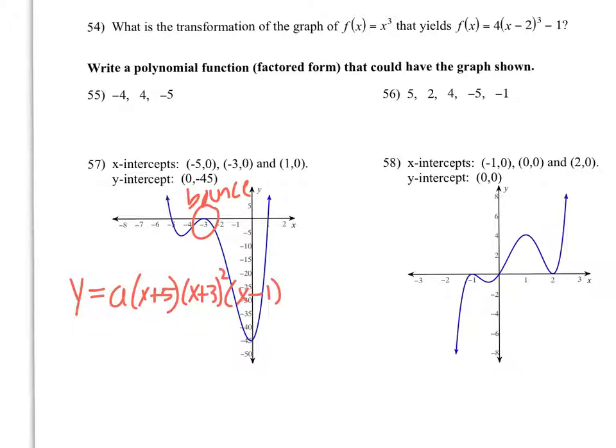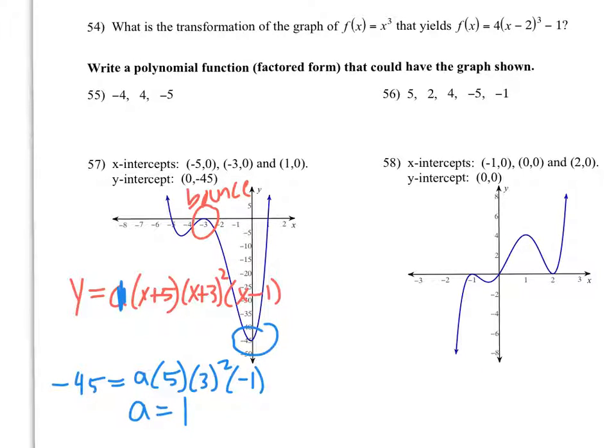I then have to check to see what's going on for that a value, and to do that I'm going to use a y-intercept. So -45 is equal to a times 5, plug in 0 for x, 0 plus 3 is 3, 3 squared, and then 0 minus 1 is minus 1. 3 squared is 9, 45 times -1, that means that a is going to be 1. We got our value automatically. So that means that we're done at that point.